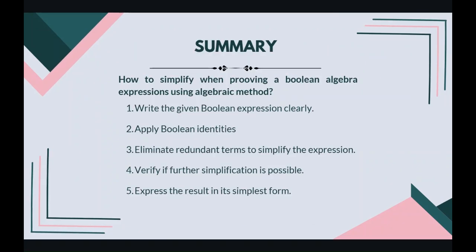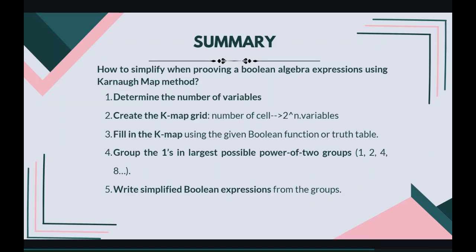As a recap, let me summarize the key points of today's video. How to simplify when proving a Boolean algebra expression using the algebraic method: write the given Boolean expression clearly, apply Boolean identities, eliminate redundant terms to simplify the expression, verify if further simplification is possible. Express the result in its simplest form. As for the alternative, which is the K-map method: determine the number of variables, create the K-map grid, fill in the K-map, group the ones in the largest possible power of 2 groups, write simplified Boolean expressions from the groups.